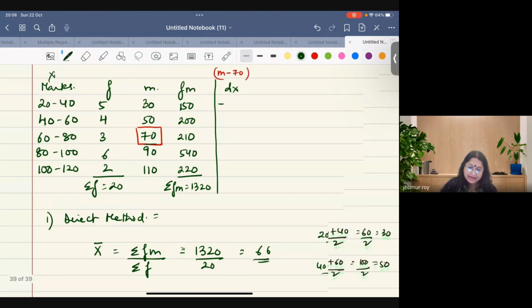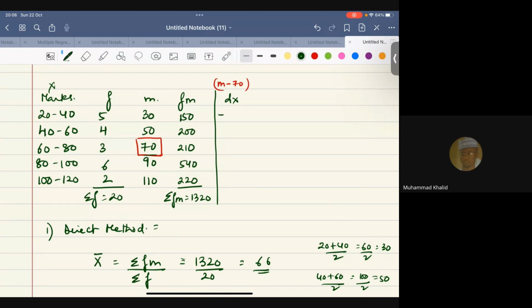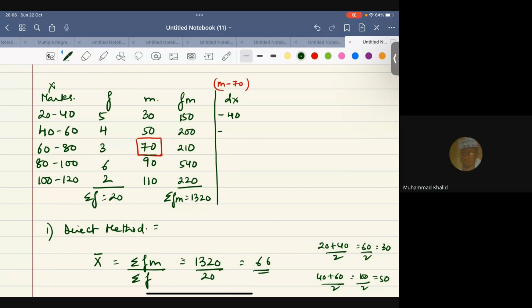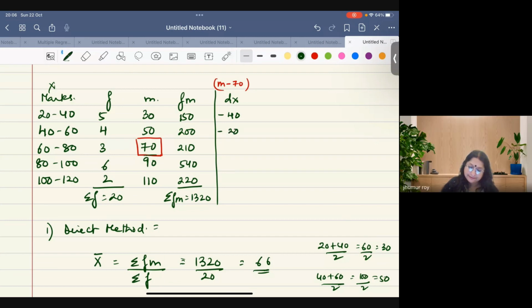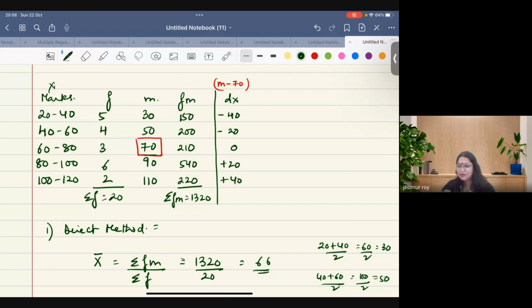Now we come to dx. Calculate dx for me, hurry up, all of you. The first one is minus 40, then minus 20, 0, plus 20, plus 40. Once you calculate, you don't have to calculate again, because the difference will be only of class interval. So 20 difference is there between all these values.